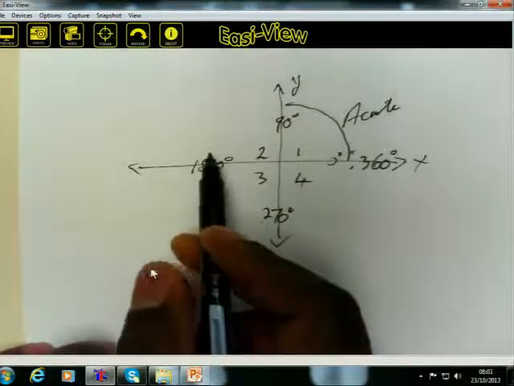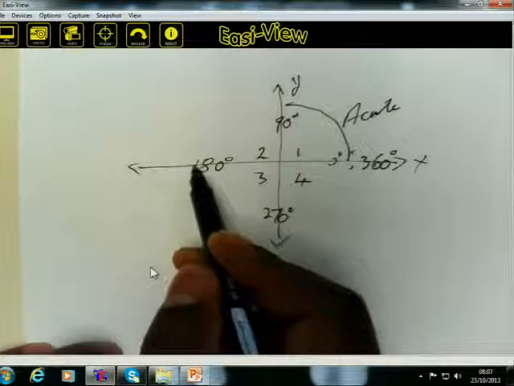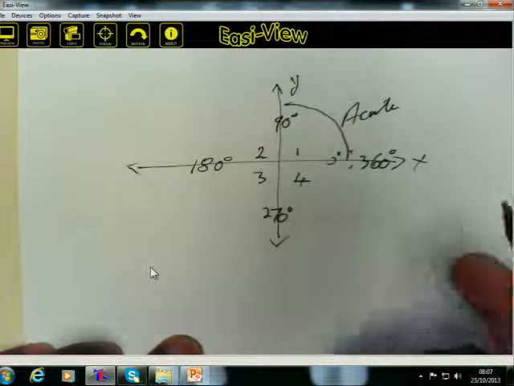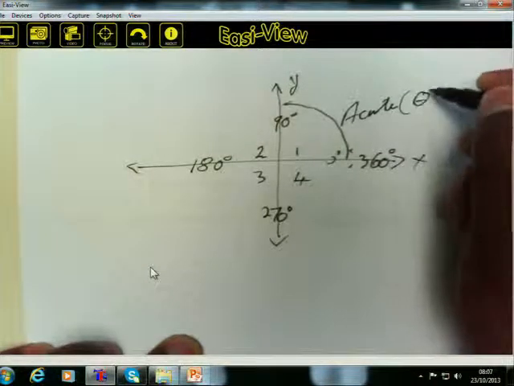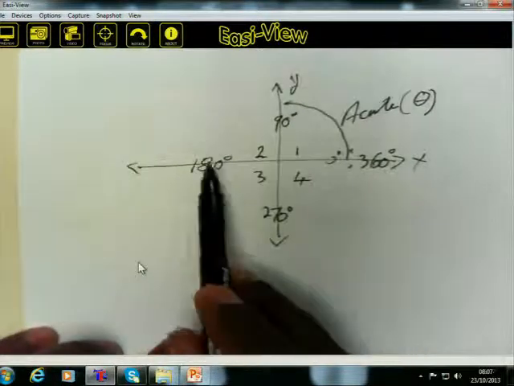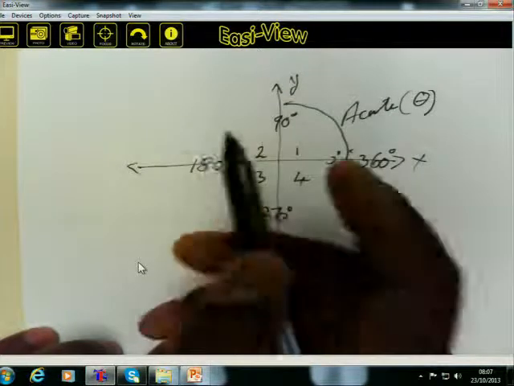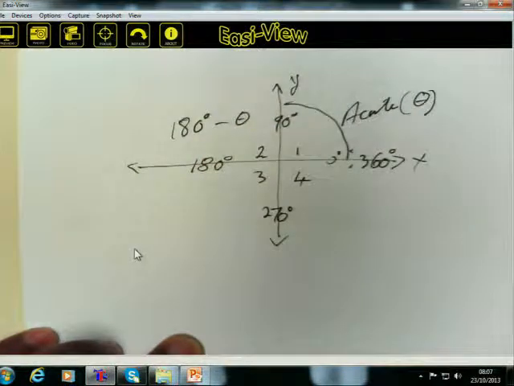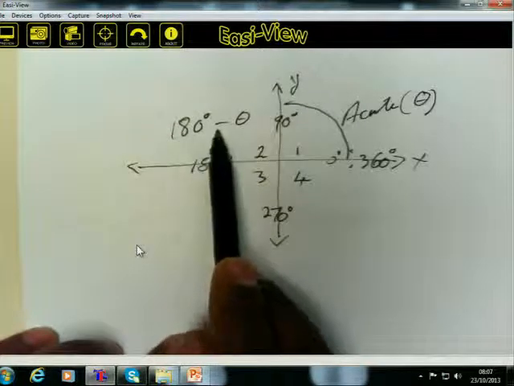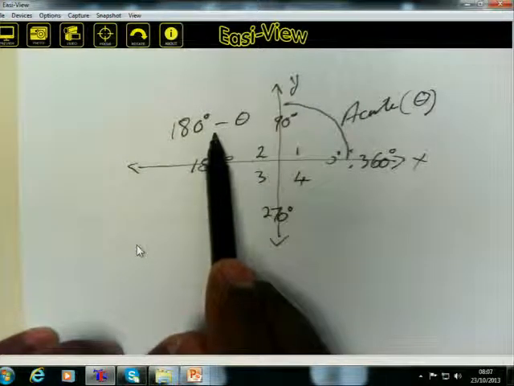So in the second quadrant, you know how we name angles in the second quadrant? Because we've got 180 here, we've got to express angles in the second quadrant using an acute angle. Let me use theta to denote an acute angle. So angles in the second quadrant, this is 180 at this point, will be named as 180 degrees minus theta. We express them like that. Once you see 180 degrees minus theta, then you know it is an angle in the second quadrant. Are we still together?